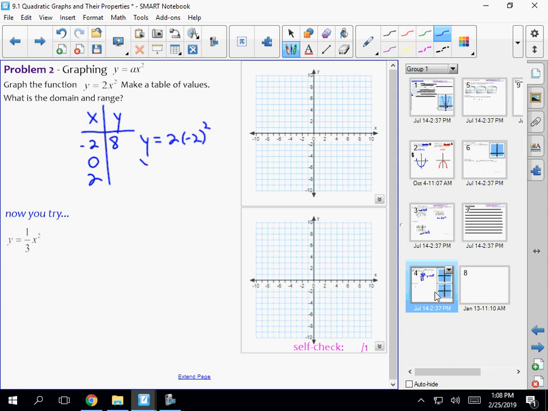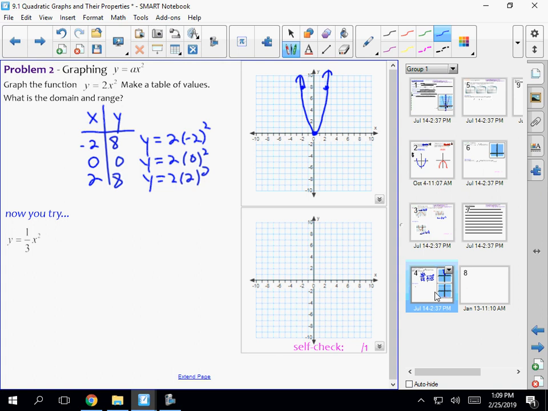And then if I plug in 0, 2 times 0 squared is going to give me what? 0. And then y equals 2 times 2 squared. Whether it's a negative or positive 2, I'm squaring it, so I get the same value. It will be 8 again. And you can see that it's very symmetric. If the vertex is at 0, 0, and I know one of the coordinates is 2, 8, the other one has to be -2, 8. So it's a parabola facing upwards.